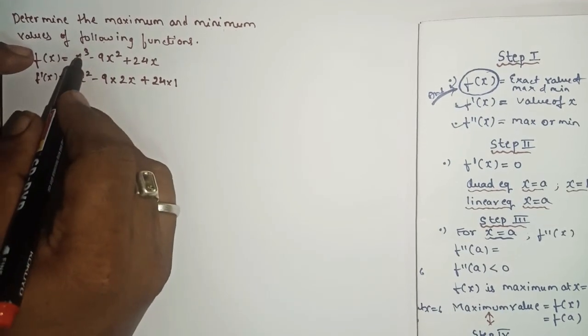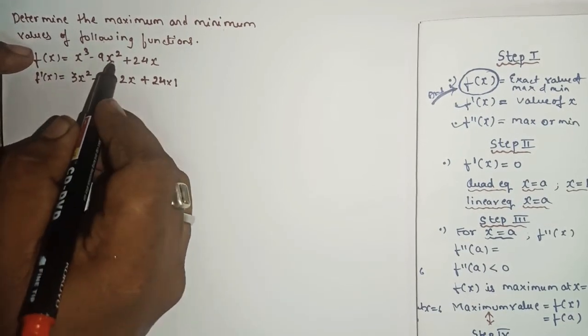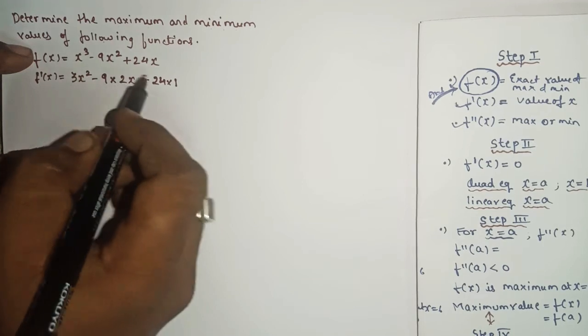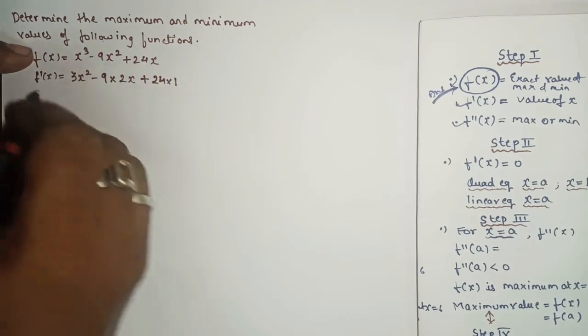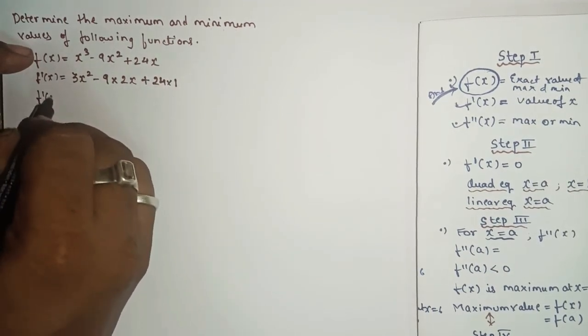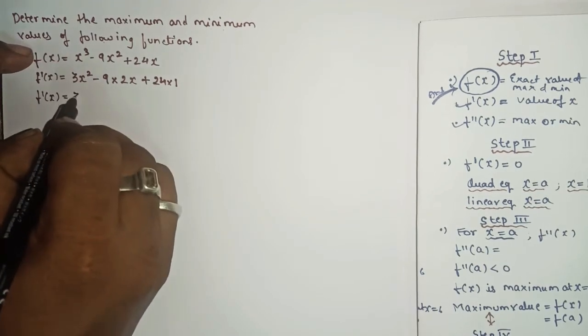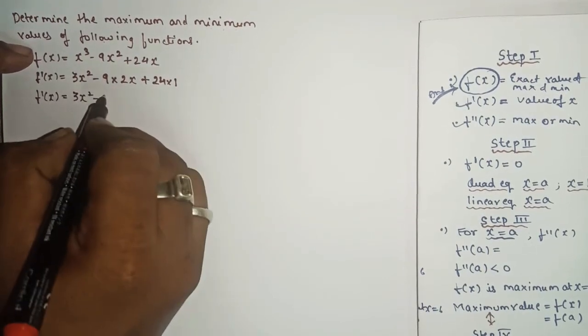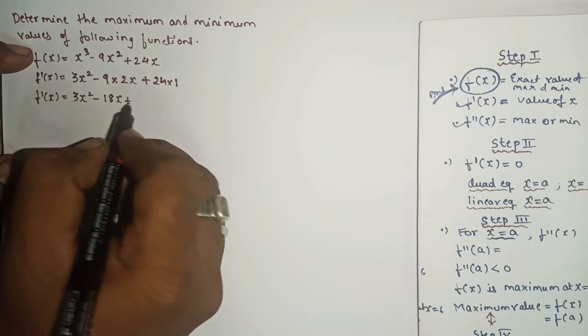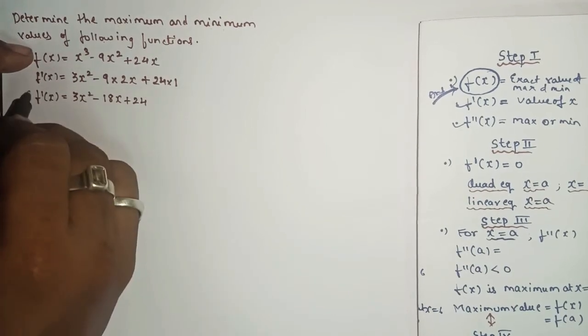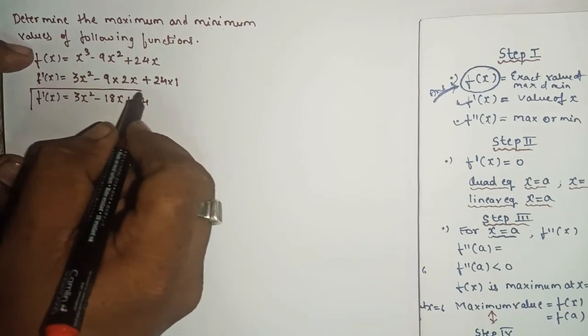So x cube we had applied x raised to n formula. For x square also we had applied x raised to n formula, and derivative of x is what? 1. So therefore first derivative test answer is what? 3x square minus 18x plus 24. So here we got the first derivative.